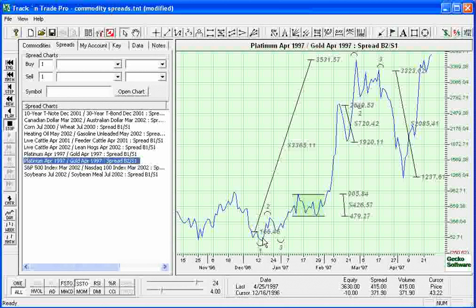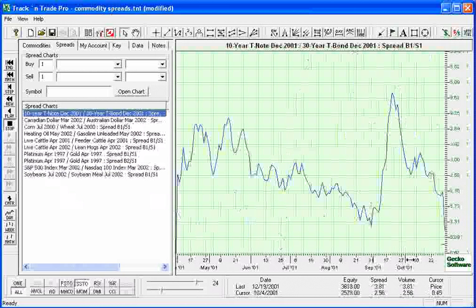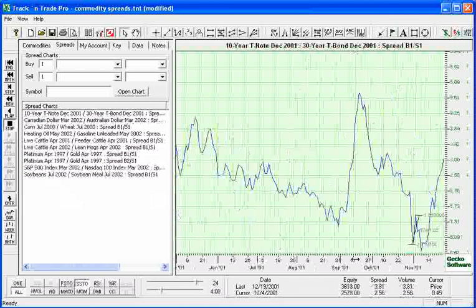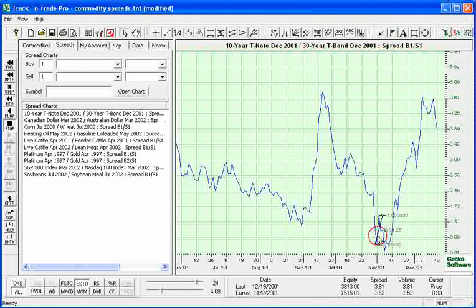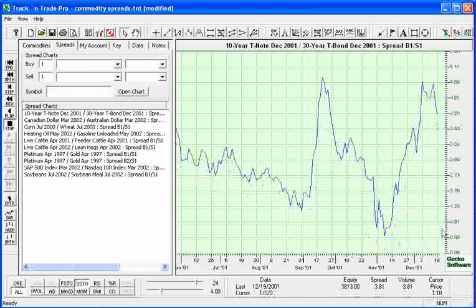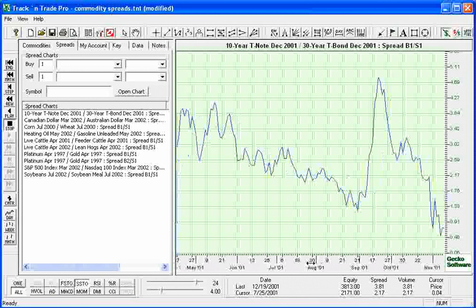Let's take a look at that. Let's take a look at the knob spread. The notes over bonds. And that's the 10-year T notes versus the 30-year T bonds. And this is commonly considered a proxy spread. This is a very, very heavily traded spread as well. On the Chicago Board of Trade, there are guys that stand around and just make knob markets.